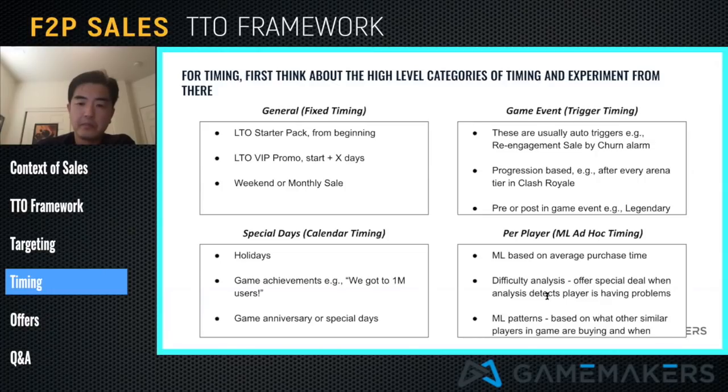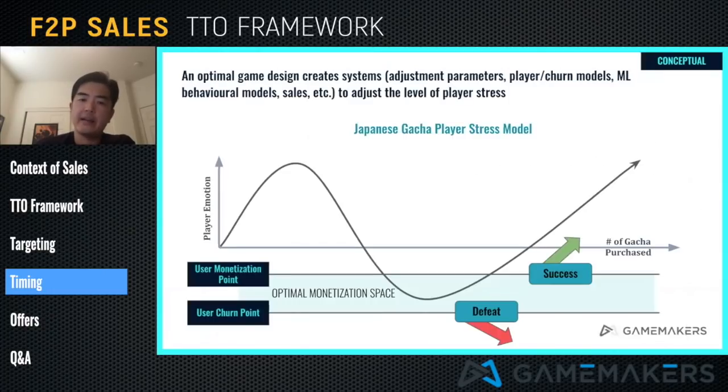Now, this is a slide I took from another presentation on Gotcha, but I want to highlight the thinking behind why it's good to give a player a sale at a certain period of time, and why the timing may be important. For example, in Japanese Gotcha games, they have what's known as a player stress model. As you purchase more Gotcha in the game, the designers intentionally try to drive player emotions higher or lower. As players start to lose, they get more frustrated.